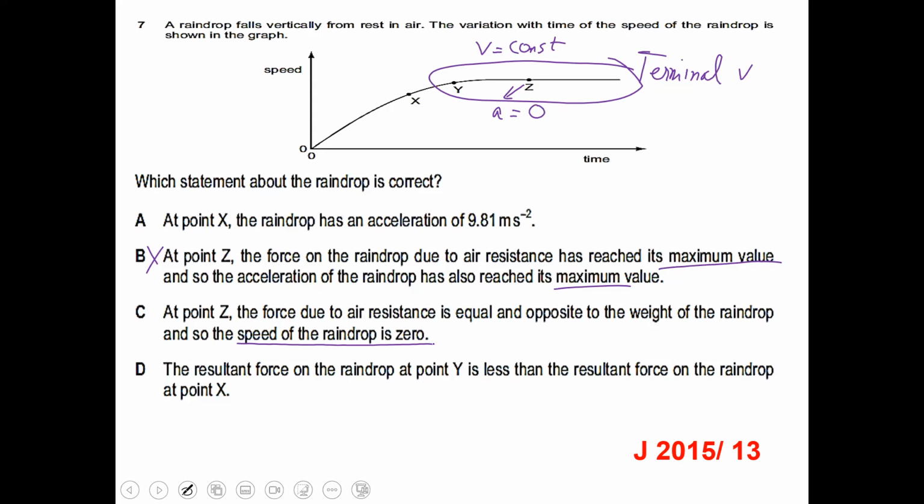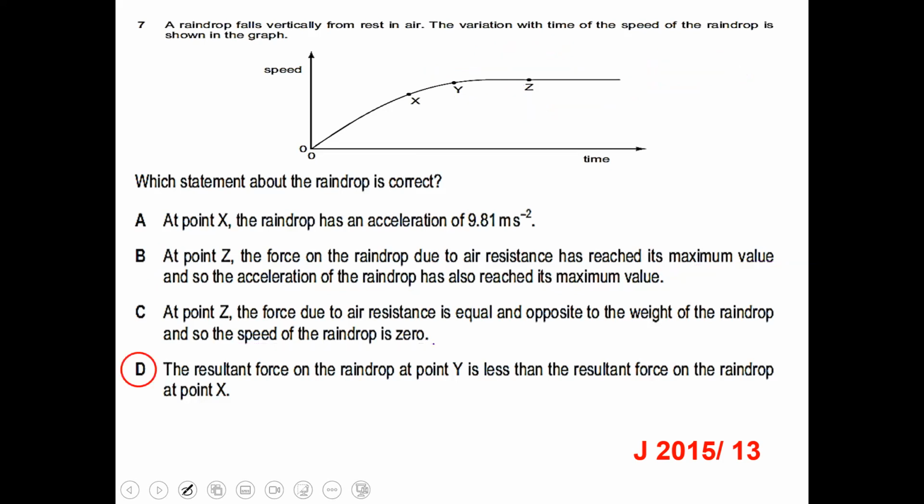What about D part? So D is like the gradient at X is more. So I don't think it can be D, because the acceleration at X is more. This is the way they always trap you. You have to read it carefully. All other options were already cancelled out.